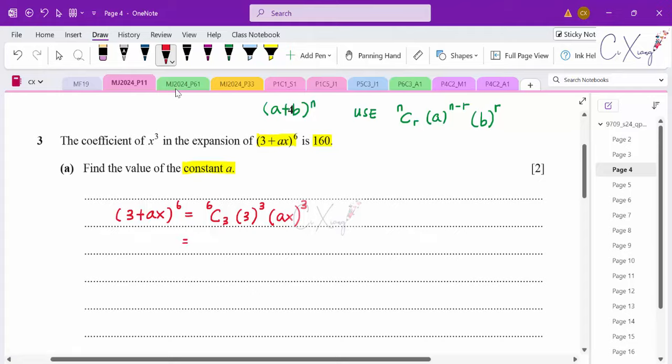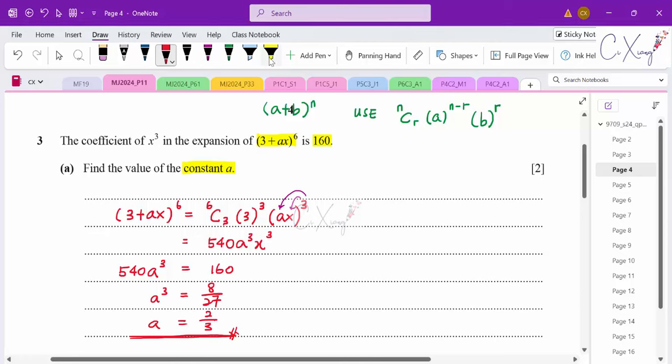For this question, if you press the calculator, 6c3 multiplied by 3 power 3, you get 540. And for the power 3 here, you have to expand it inside, both the a and also the x, so you have a power 3 with x power 3. Since they tell you that the coefficient for x power 3 is this one, 540 a power 3 equals 160. From here, you can simplify the equation and get the answer for a. You need to take the cube root. After you take the cube root, you will see that a equals 2 over 3.